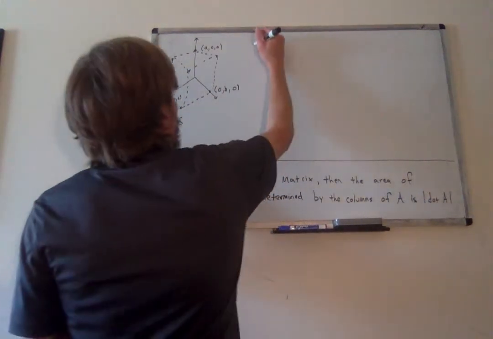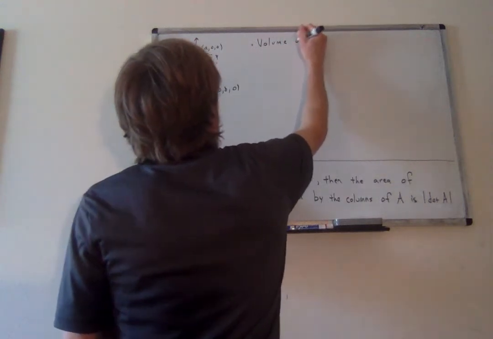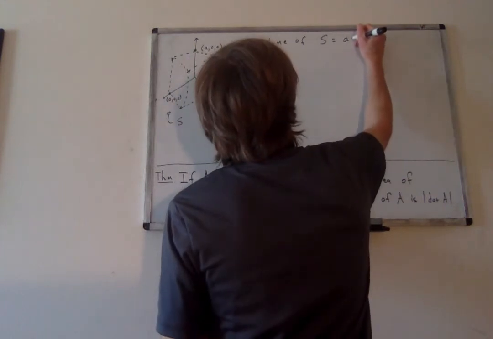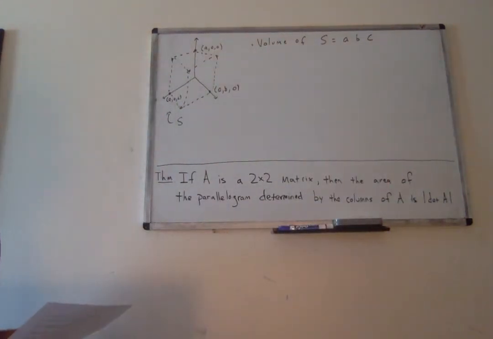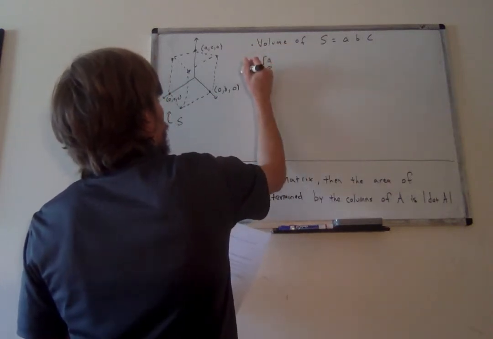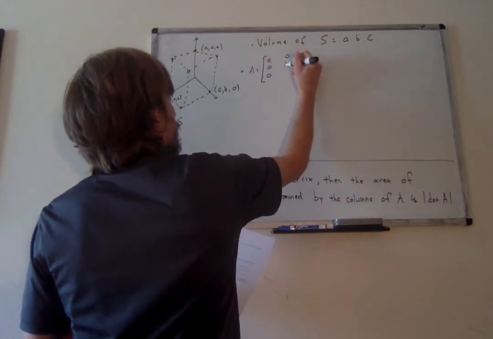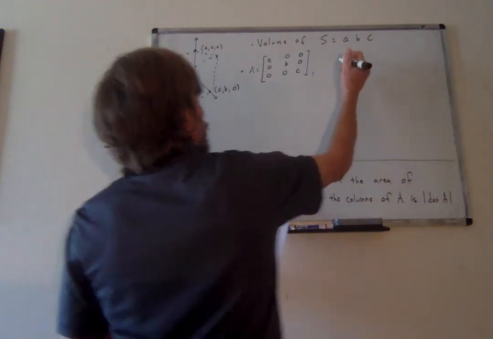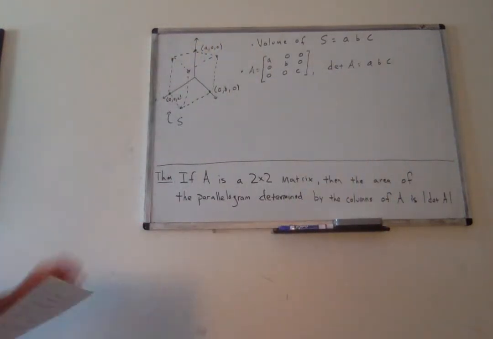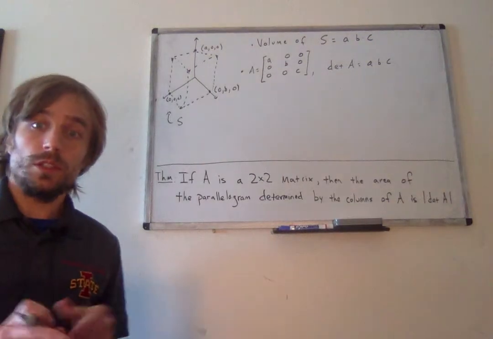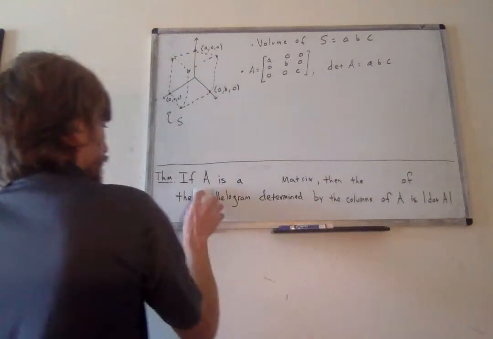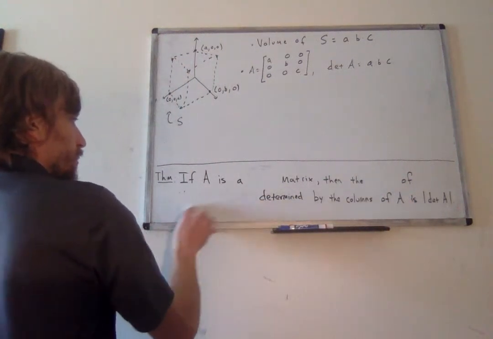And so notice that the volume of S is just equal to the length of its 3 defining sides multiplied together. So that's just A times B times C. But notice, again, if I look at the matrix, if I let A be the matrix defined by these 3 vectors, then the determinant of A is equal to A times B times C. And so much like we did in R2, we get a very similar result in R3. And so all I have to do to change this theorem is change 2 by 2 to 3 by 3, change a few words around, and we actually get the exact same result.